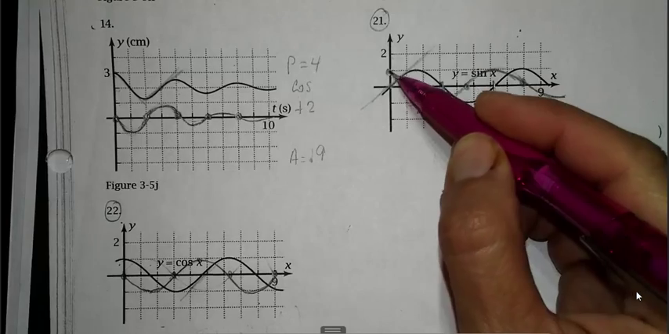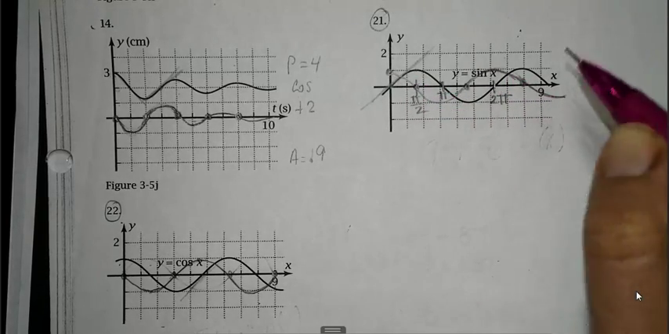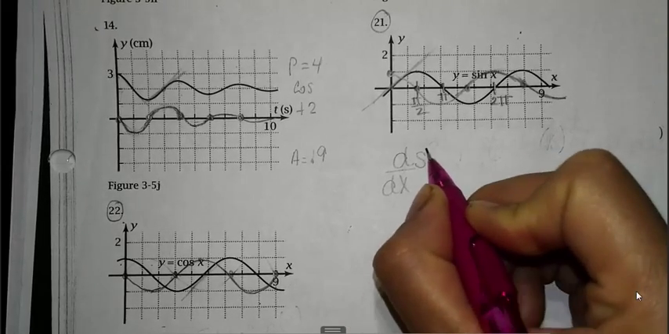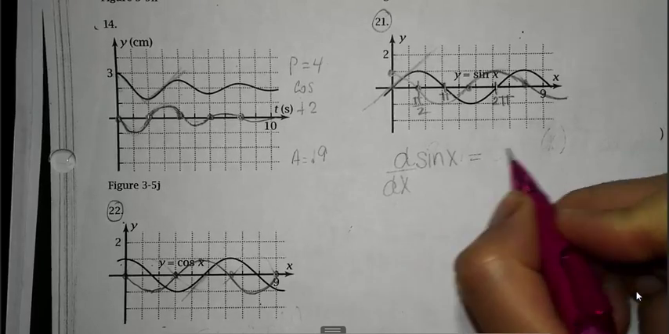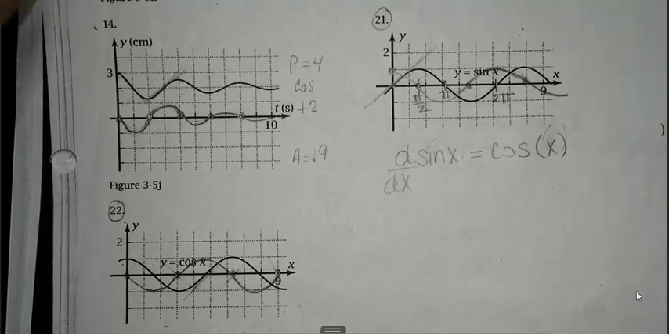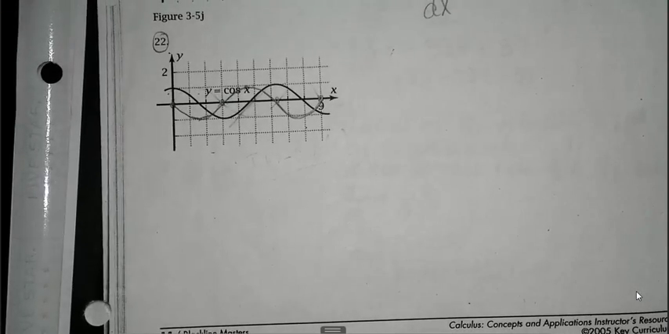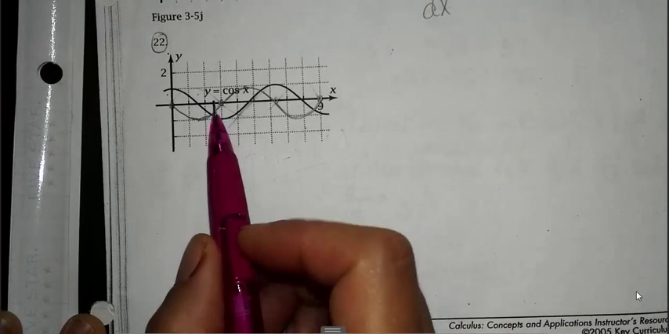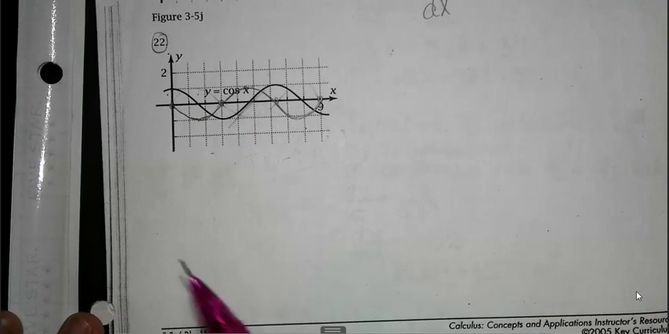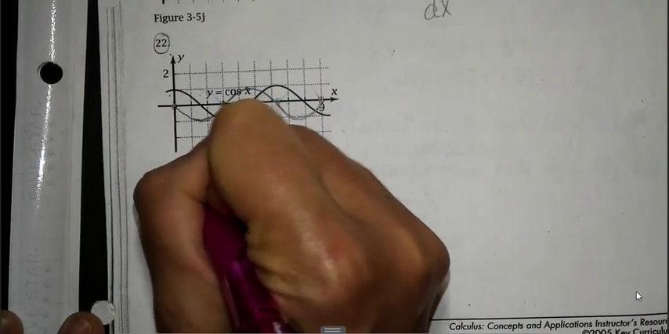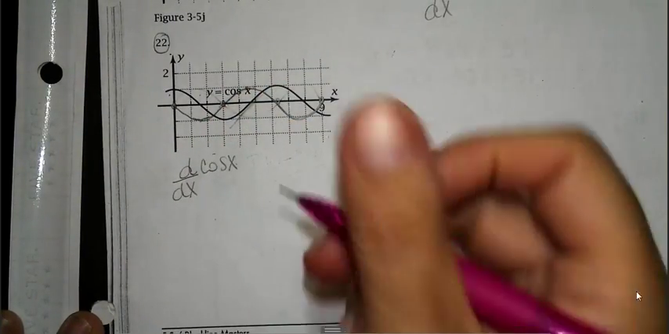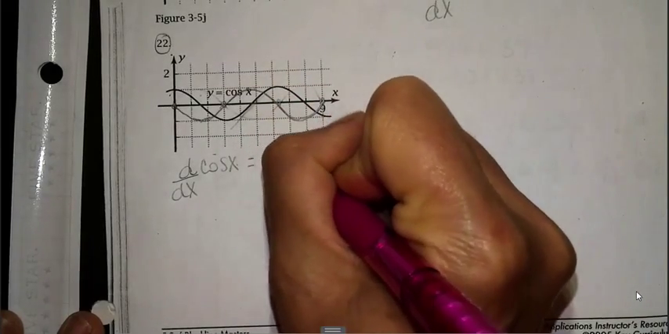And when you did that, you should have noticed that this is a very familiar function. So we can say that if we take the derivative with respect to x of sine x, then what we're going to get is cosine x. Okay, and then over here we had a similar problem where they gave you the graph of cosine x, and you had to come up with the derivative function of cosine x. You should have noticed that when you took the derivative of cosine x with respect to x, you ended up with negative sine x.